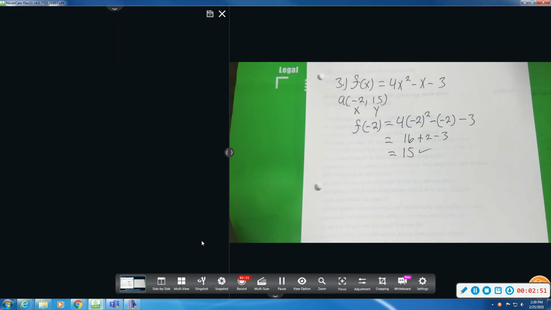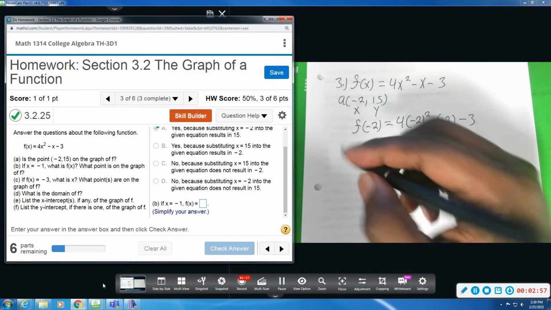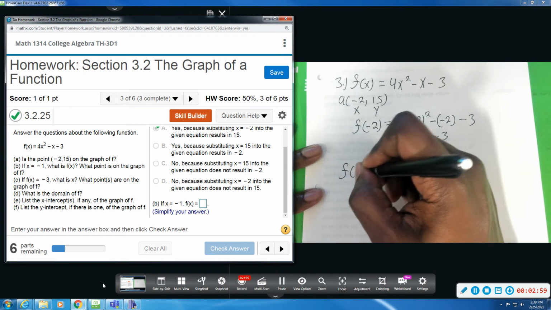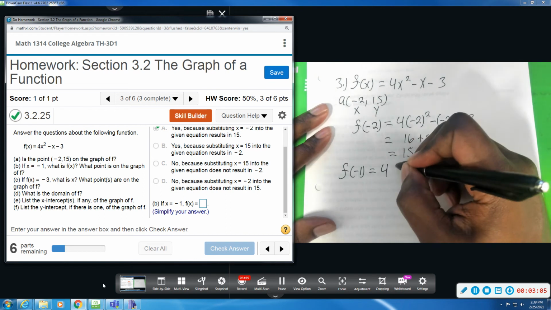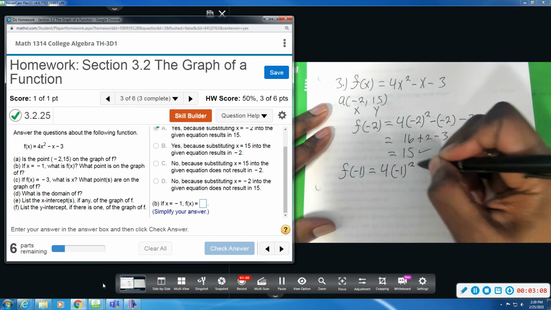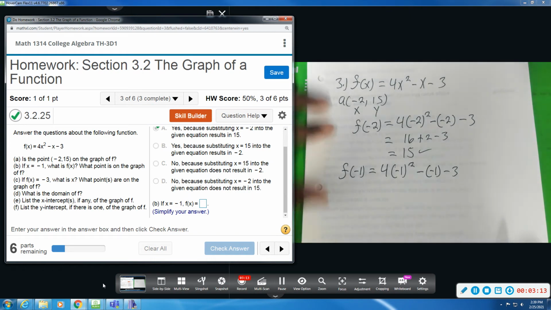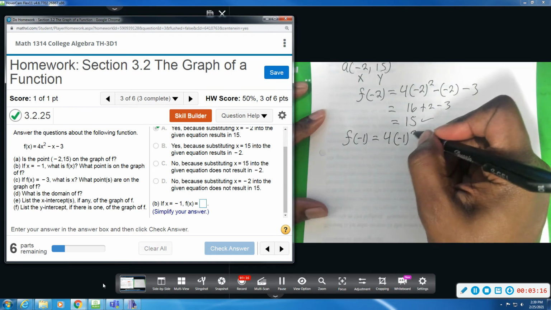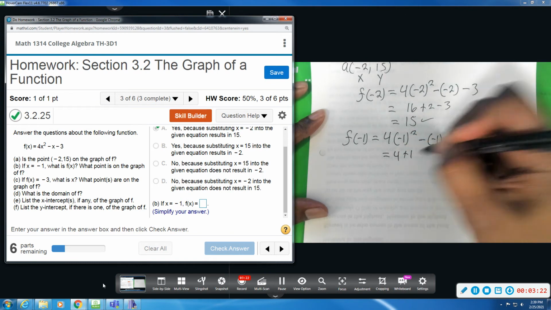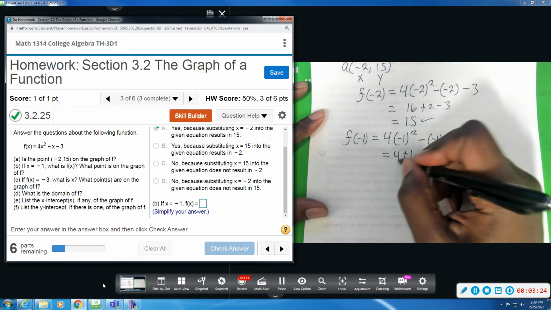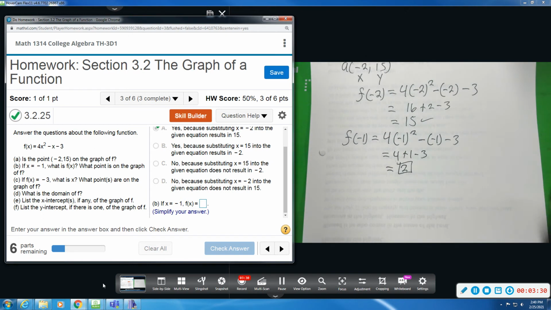Okay, but we're also going to do it by hand. I just want you to be able to use that method as a check. So I'm going to do f of -1. We should get 2 based on what we just saw. So 4 times (-1) squared minus, in parentheses, -1 minus 3. See if we get 2. So (-1) squared is 1 times 4 gives us 4 plus 1 minus 3. 4 plus 1 is 5. 5 minus 3 gives us 2. Okay, so 2 is the answer that we get.